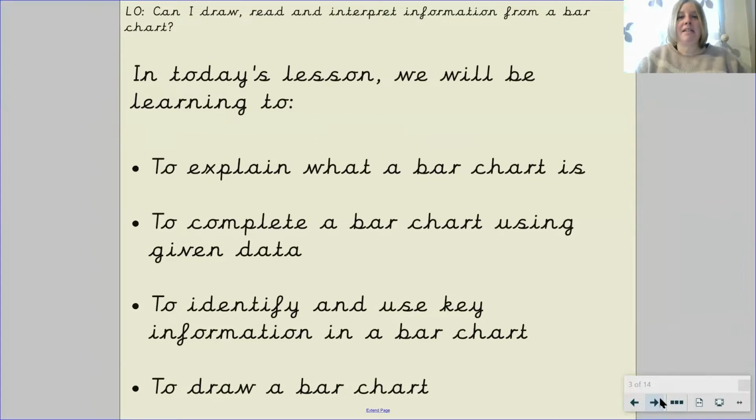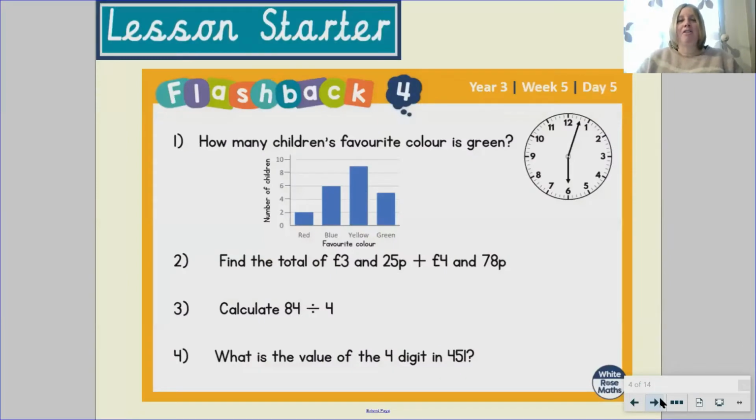In today's lesson, we will be learning to explain what a bar chart is. We will complete a bar chart together using given data. We will identify and use key information in a bar chart. And finally, we will have a go at drawing a bar chart. Let's get going with our lesson starter.